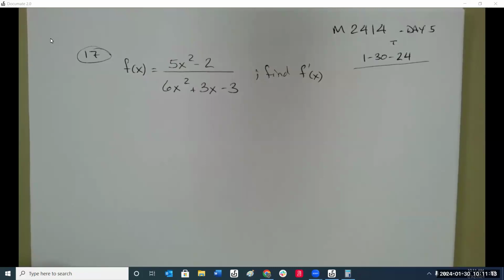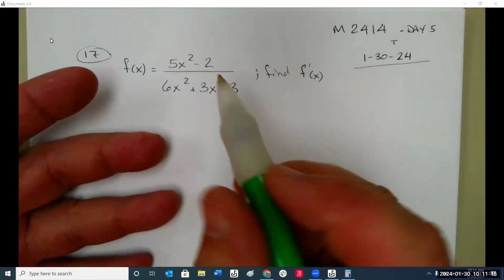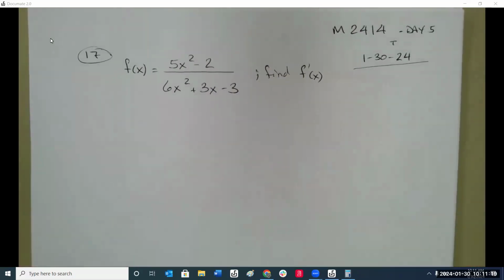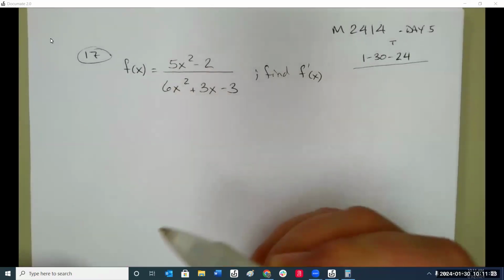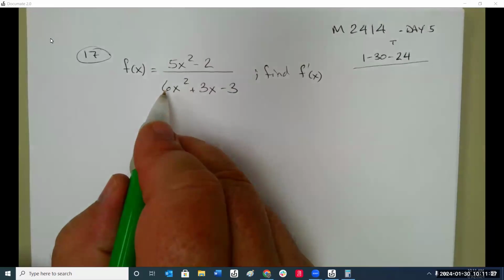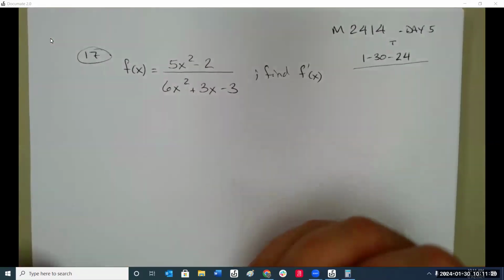All right, what we do here is first thing you want to usually do is see if you can factor anything, see if anything cancels, see if we have a removable discontinuity. But since we don't here, this doesn't simplify any further. So what we do, since we have a quotient, we use the quotient rule of derivatives.